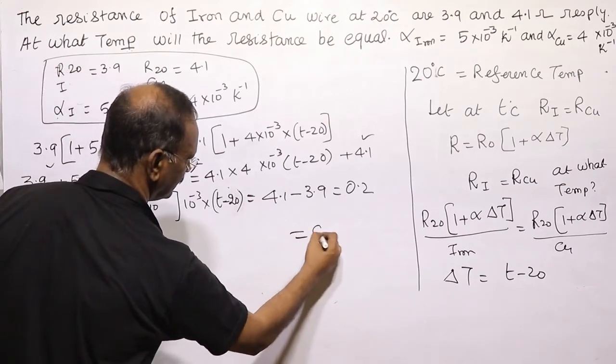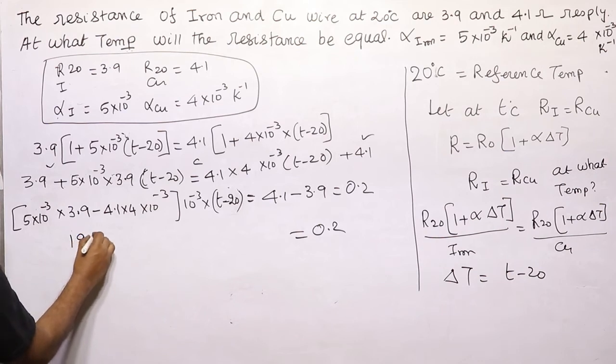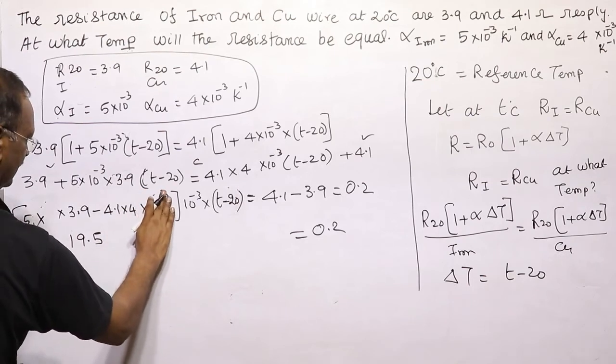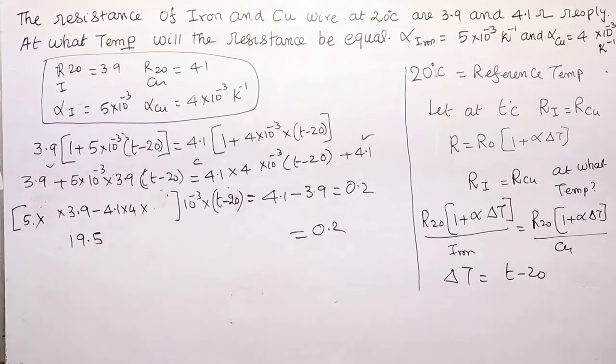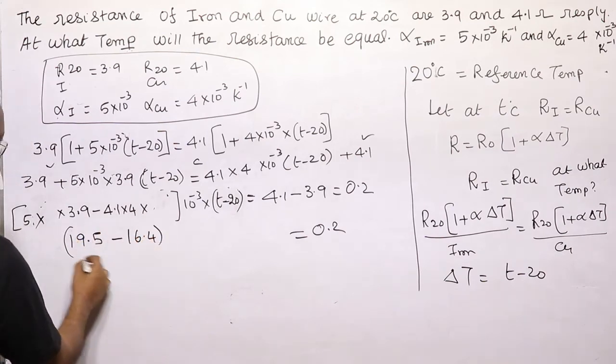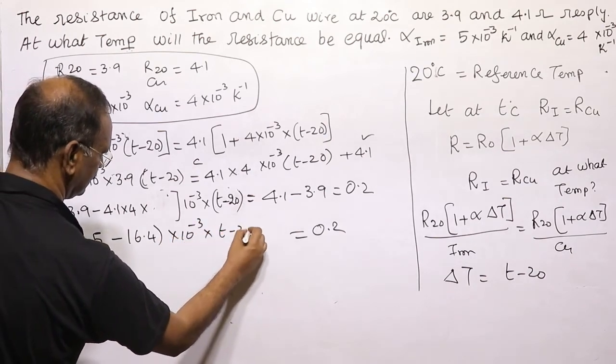So this will become 0.2 here. What we have taken, we can take 5 into 10 to the power minus 3 into 3.9. 5 into 3.9, how much does it come? It comes out to be 19.5. Sorry, this will be 5. Therefore, this we have already taken outside. 19.5, and this is equal to minus 16.4 into 10 to the power minus 3 into (T minus 20).